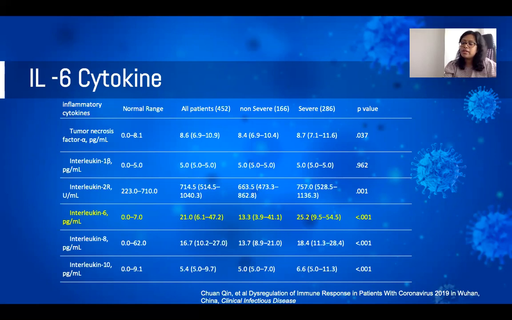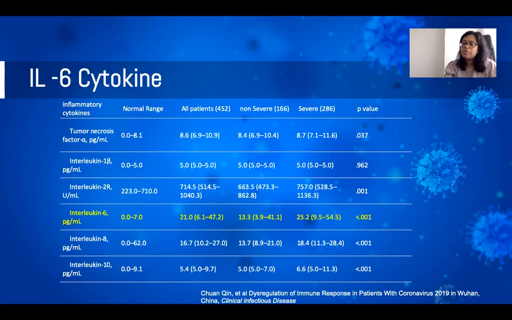Studies in China and previous studies in MERS and SARS coronavirus infections show elevations in inflammatory cytokines and IL-6 in the patient's serum and from lung biopsies. So this is a table from a study by Qin et al., who examined the immune response in 452 patients in Wuhan with COVID-19. Those with more severe infection expressed higher levels of IL-6, and this correlated with more adverse outcomes.